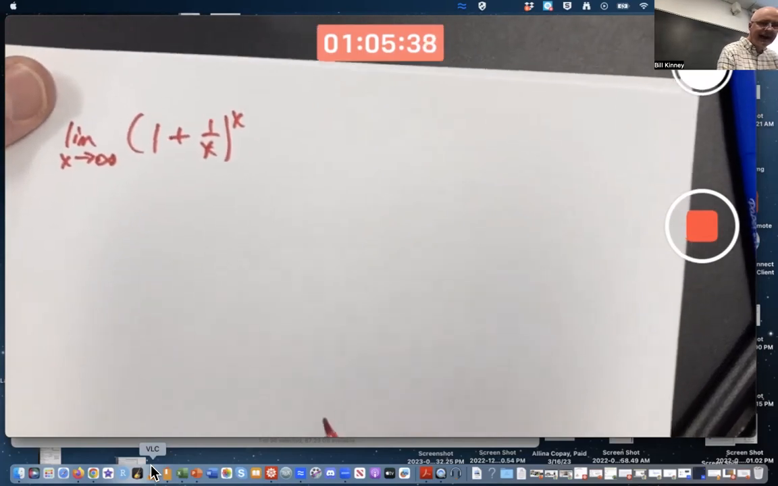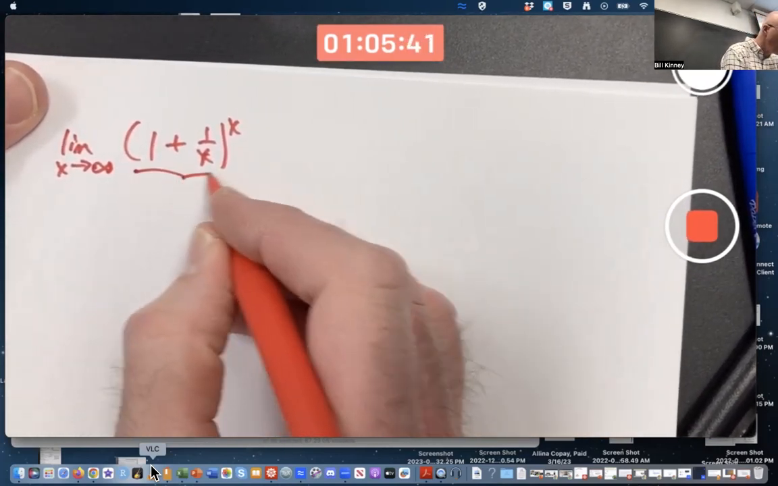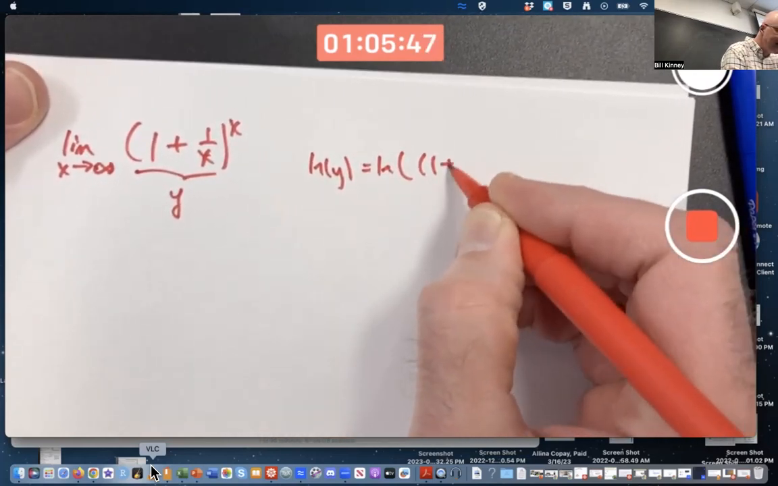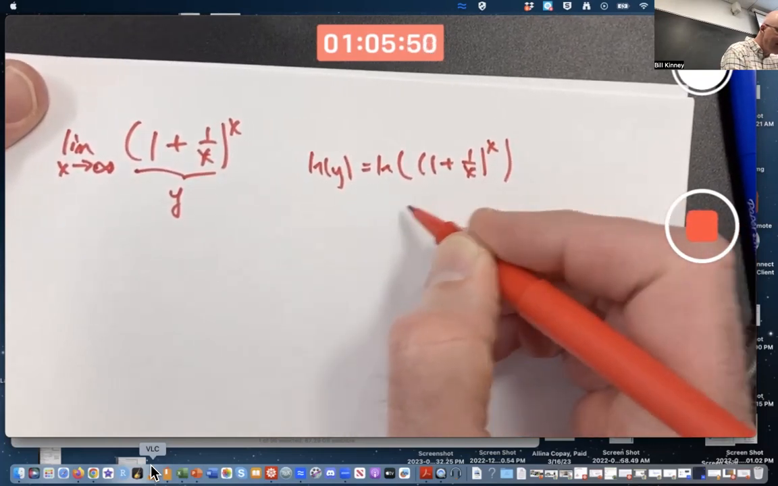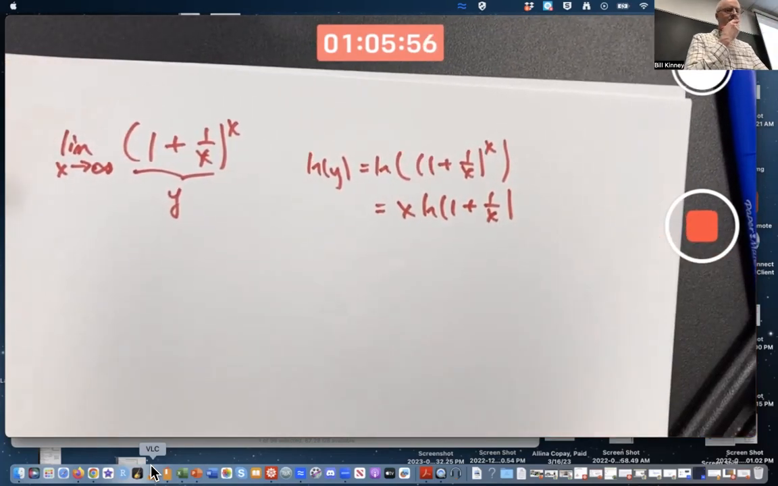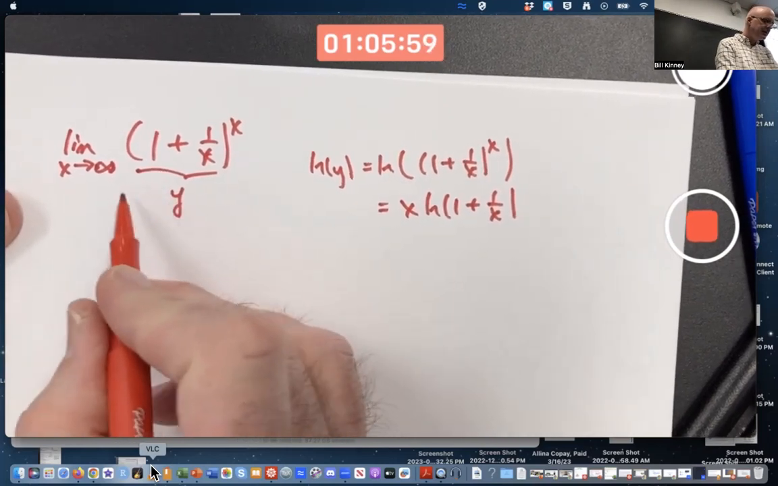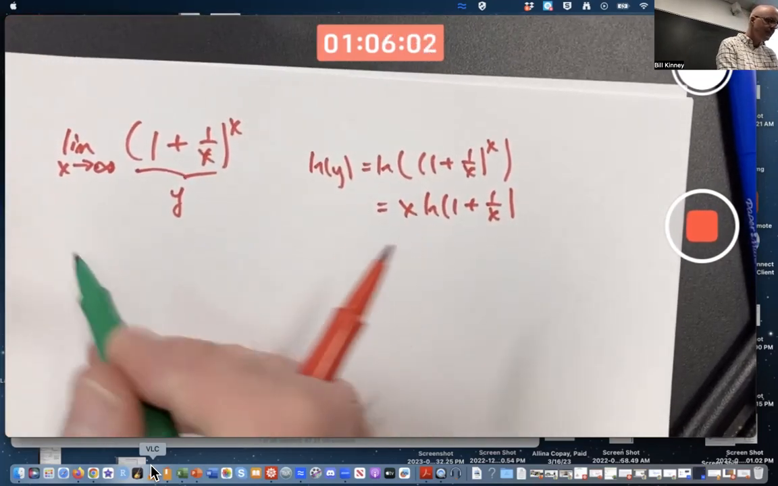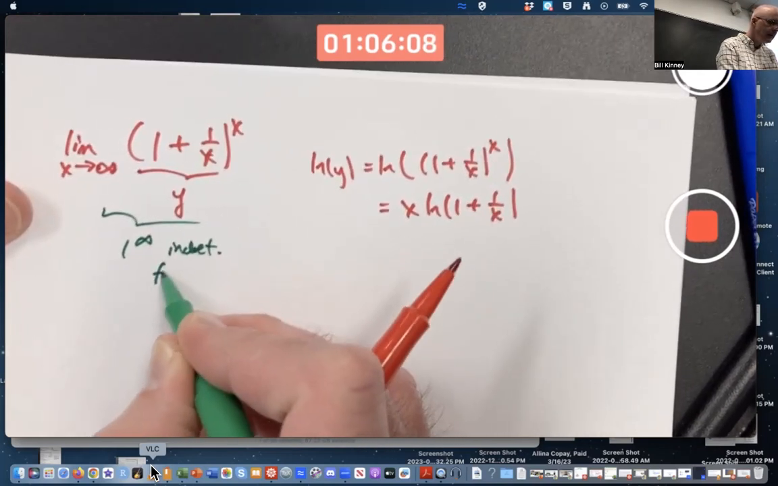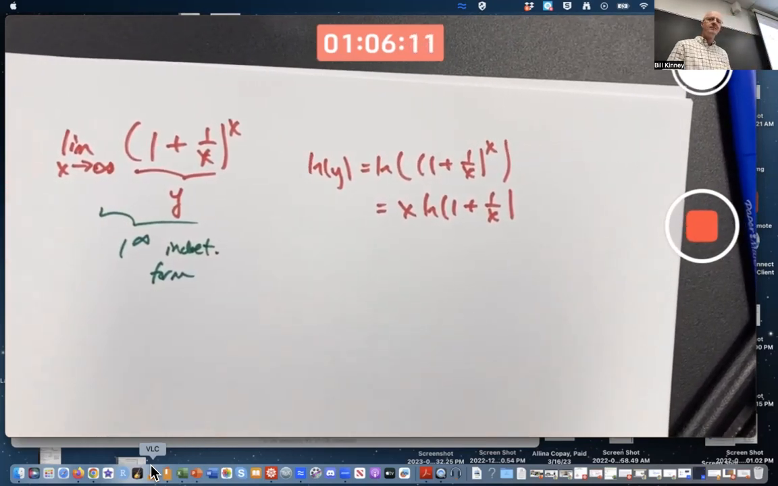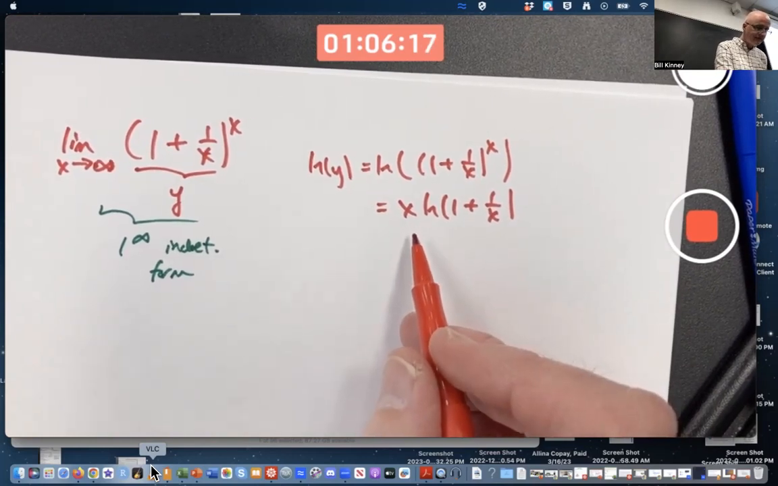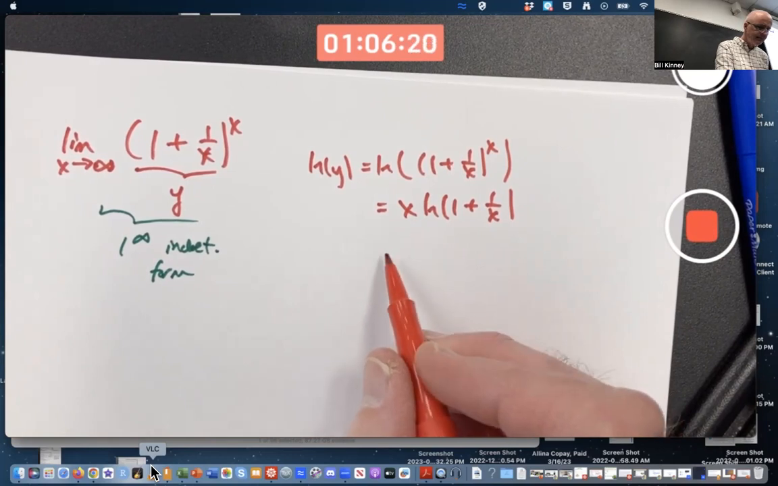Can we confirm that symbolically? The answer is yes. Again, call this y. The natural log of y is the natural log of this thing. By a property of logarithms, that's this. By the way, this is a 1 to the infinity indeterminate form. Try to use L'Hopital's rule with this thing? Doesn't look so easy.